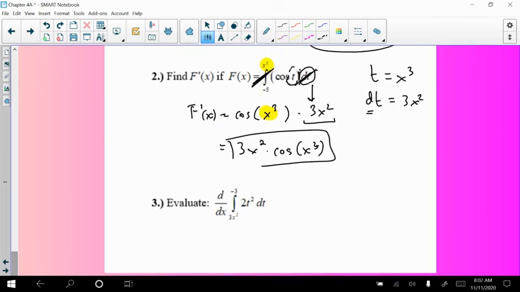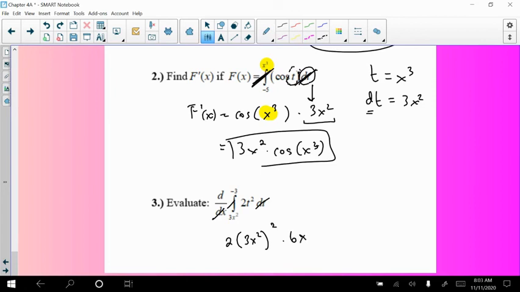Okay, one more. And this one, the bounds are backwards. So I'm already thinking, okay, it's off by a negative. The derivative of an antiderivative cancel, so that'll go away. And it's 2 times something squared. Well, that something is 3x squared. Immediately, since every t was equal to 3x squared, then its derivative would be 6x.